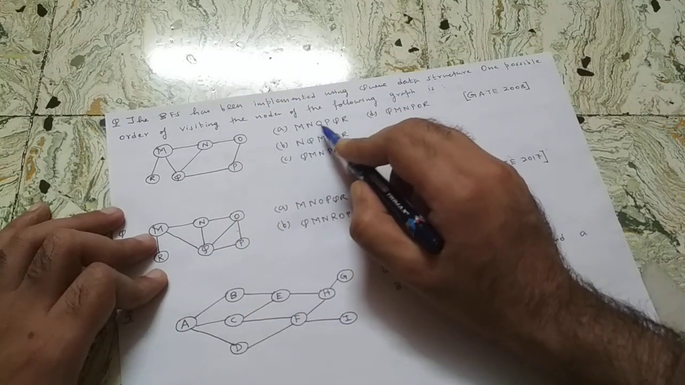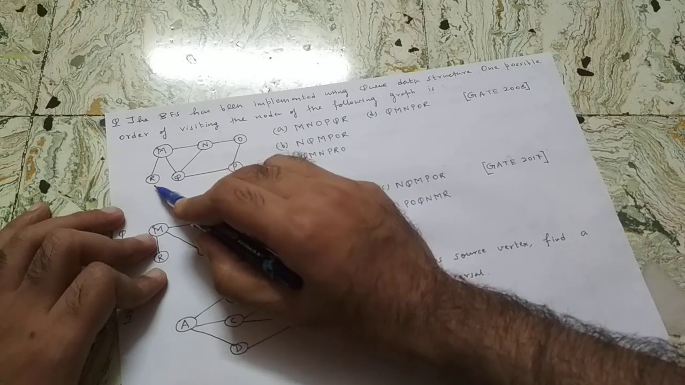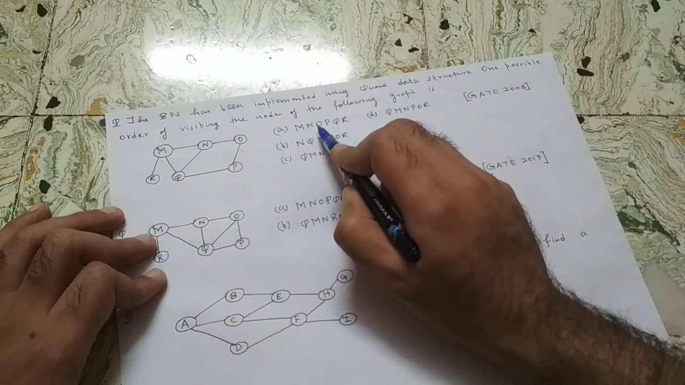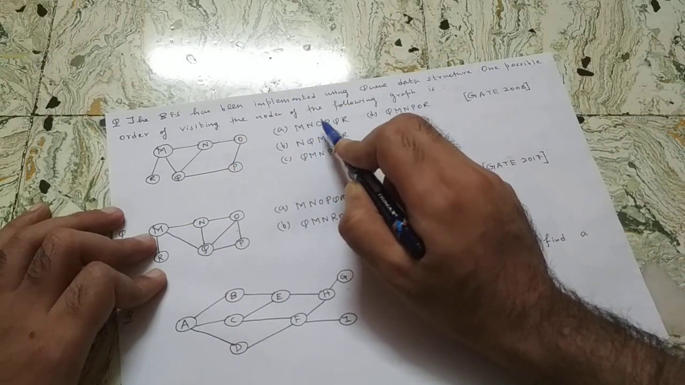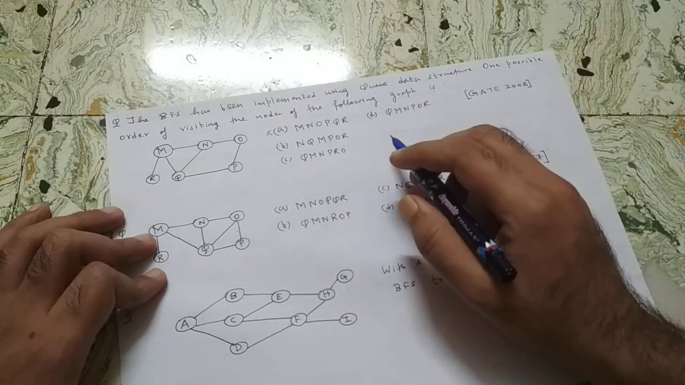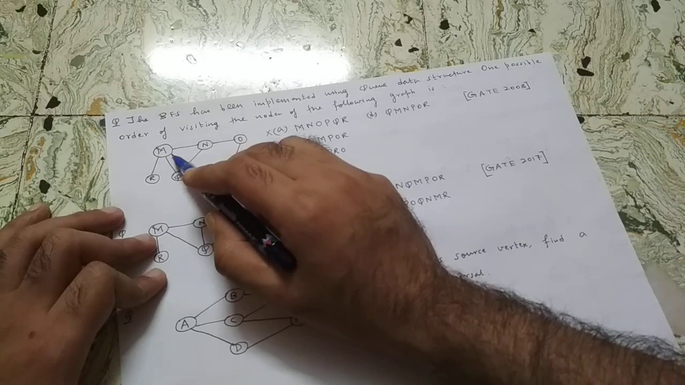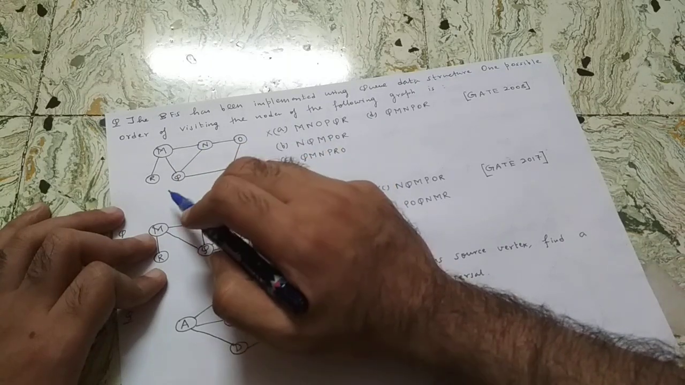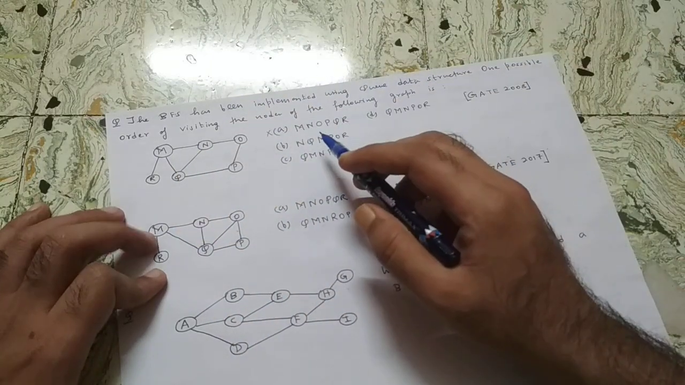But I can see that after N, instead of visiting R or Q, the option that has been given is O, which is not correct. So I have to discard this option because M should be followed by N, Q, and R in any order. Okay, now let's consider option B.